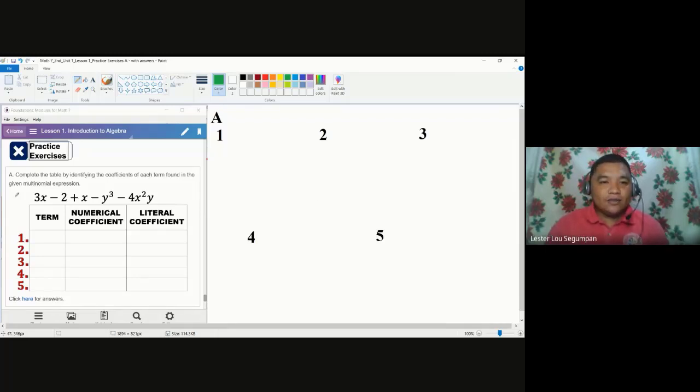So here is considered to be a multinomial because we have here more than four terms. Of course, if we're going to reach later on unit number two, this is also considered as a polynomial. And then as to how do we determine polynomials or not, later on in the next videos. So we are to determine first the terms.